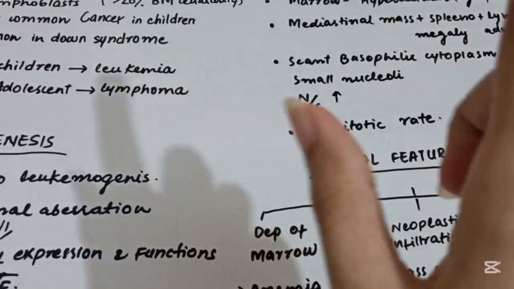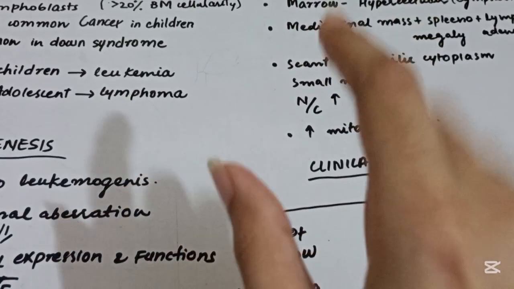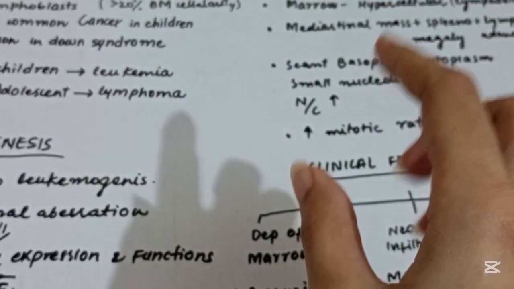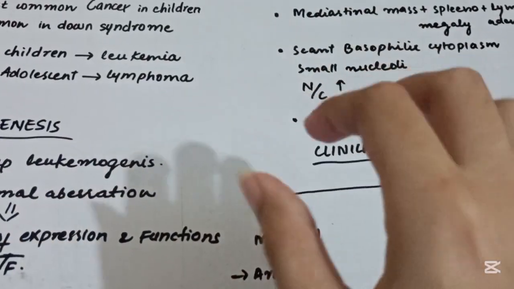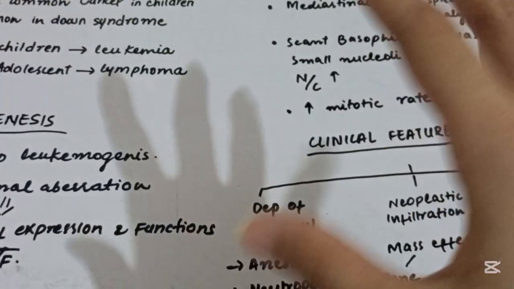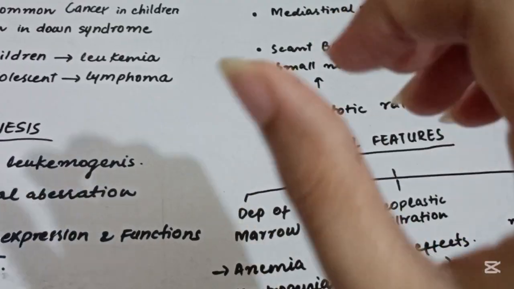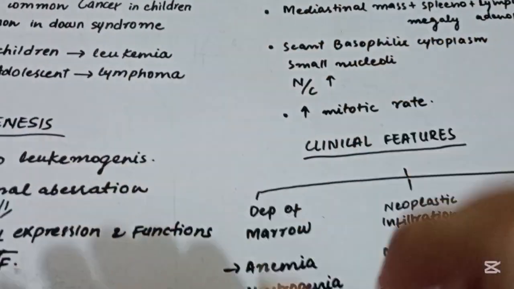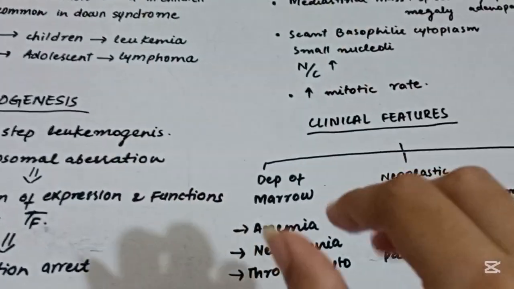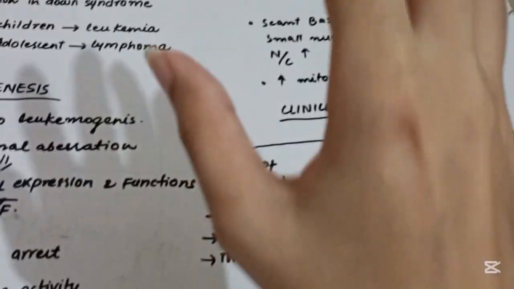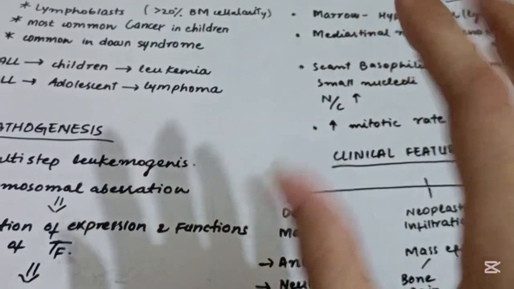The lymphoblasts are cells that have scanty basophilic cytoplasm, small nuclei, and a high nuclear to cytoplasmic ratio. The lymphoblasts have a very high mitotic rate in ALL. Now the clinical features. The clinical features are actually the presentations of the first two morphological points.